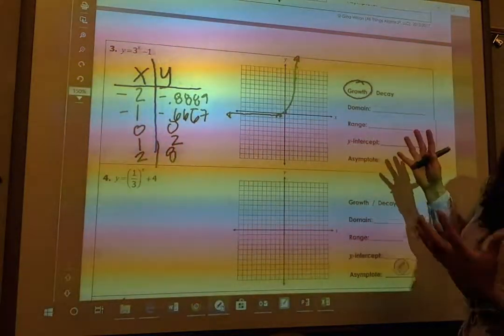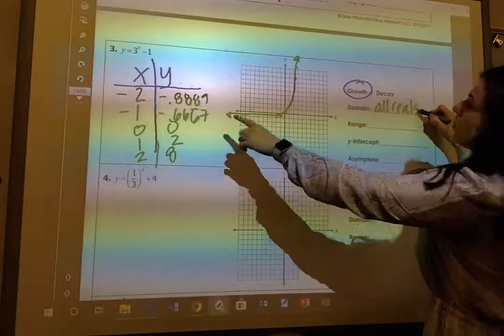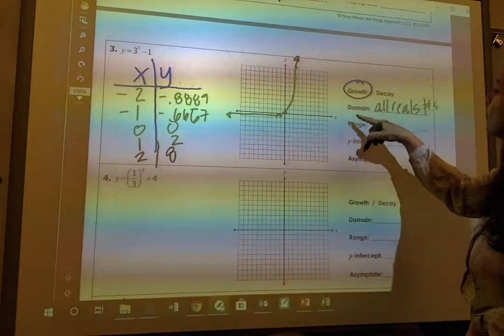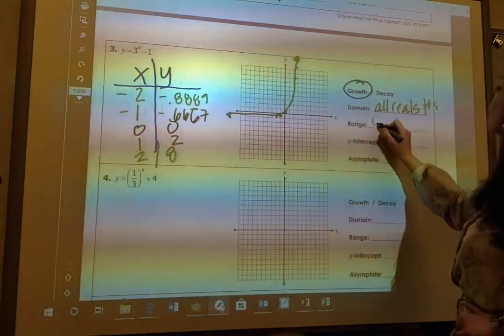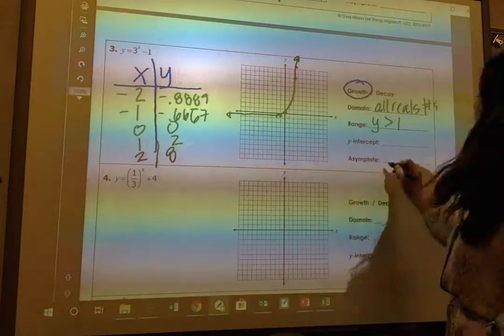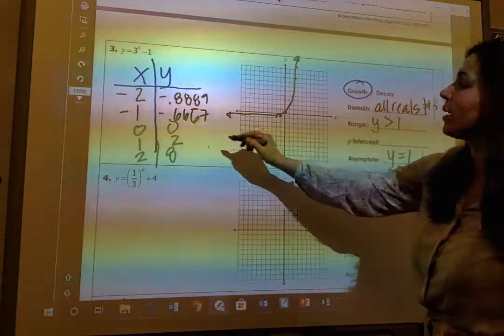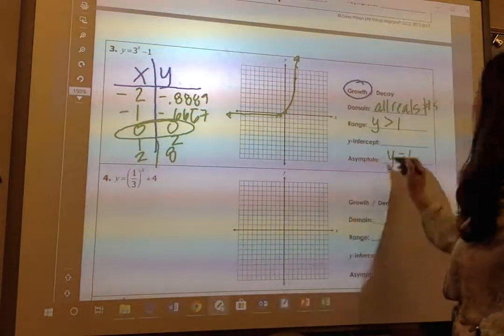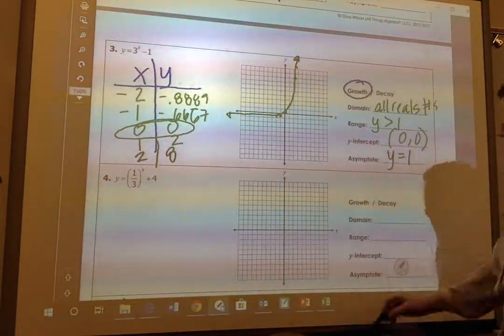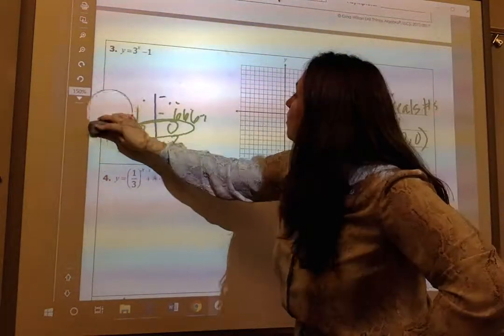So my domain is still going to be all real numbers because it goes all the way to the left, all the way to the right. My range now is going to be y is greater than -1. So my asymptote is y equals -1. And my y-intercept, I can pinpoint it on my table, is (0, 0). Okay? All right, let's look at number 5.